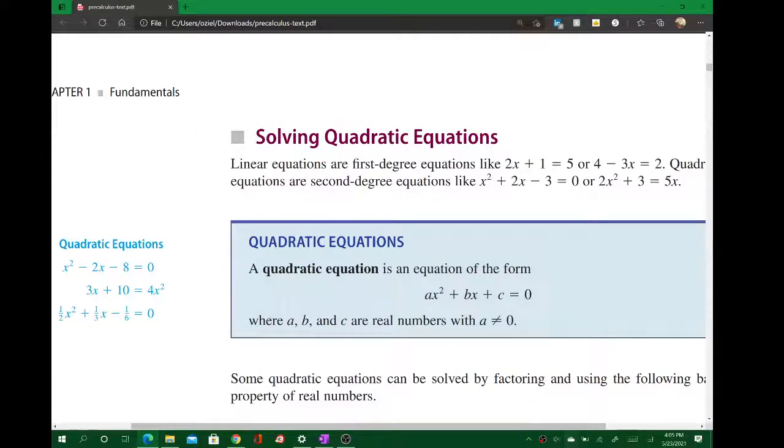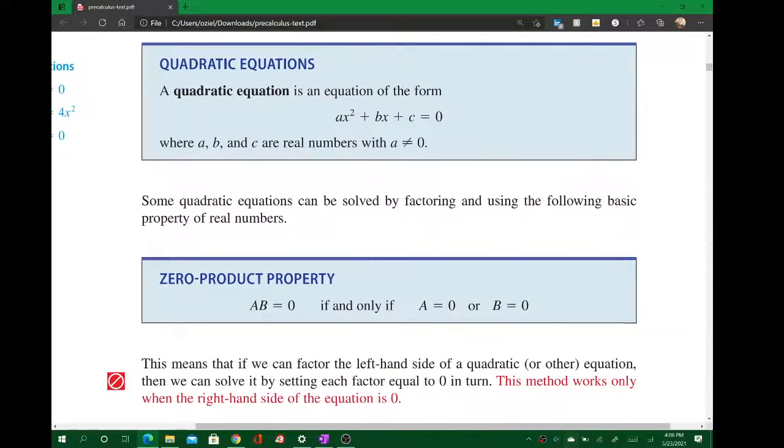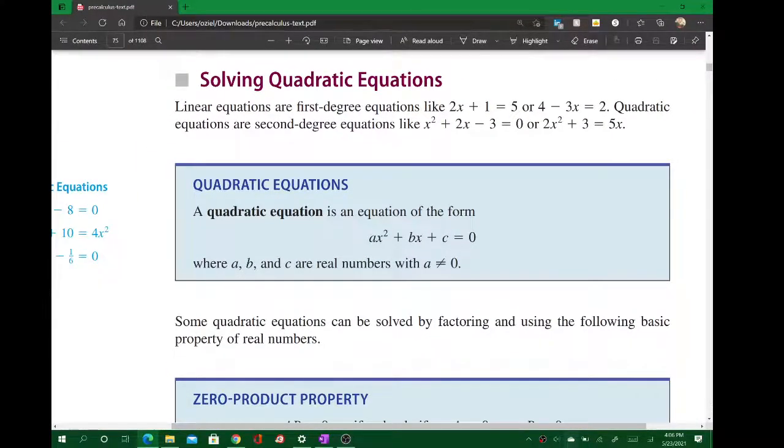Okay, now a quadratic equation. Again, a quadratic equation. We did these in college algebra. When we went over college algebra, we learned about what a quadratic equation is. So basically it says a quadratic equation is an equation of the form ax squared plus bx plus c equals 0, where a, b, and c are real numbers with a does not equal 0. The reason why they say a does not equal 0 is because if we have 0x squared plus 1x plus 1, for example, it will not be a quadratic. It will be a linear equation, right?